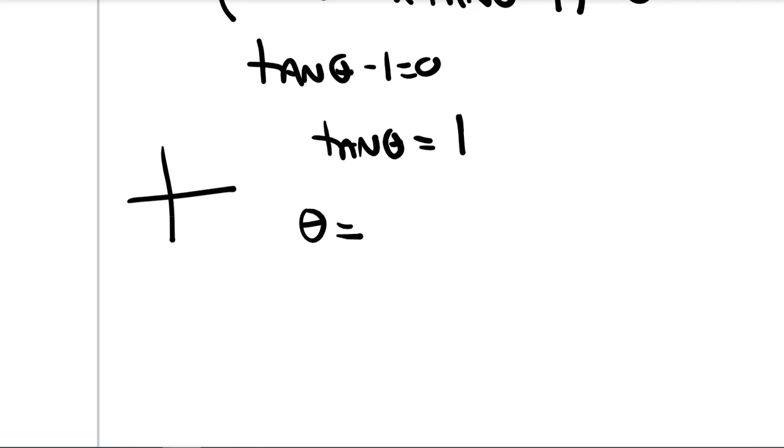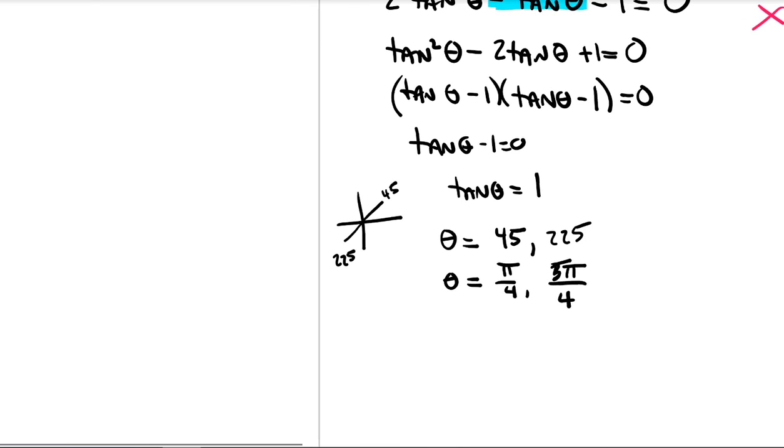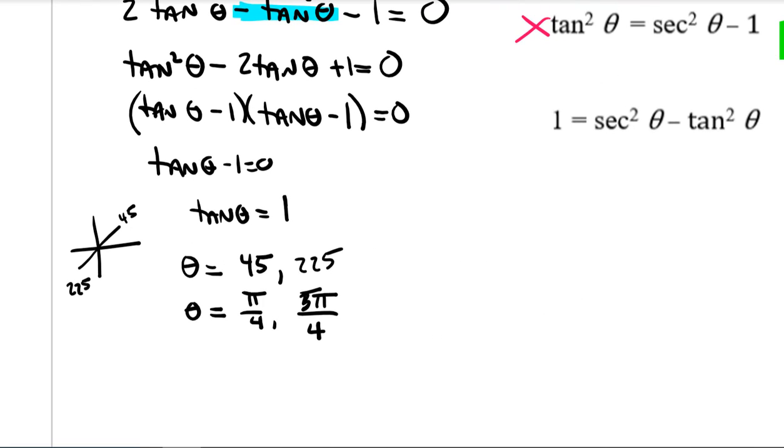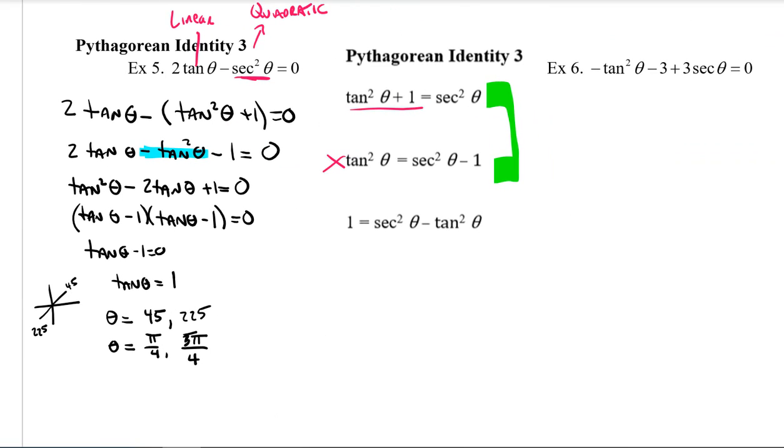So again, on the unit circle, tangent is going to be positive up here. And that's at 45 degrees, or pi over 4. And then the other spot where that would be the case is 180 degrees away, or at 225 degrees, or 5 pi over 4. So those would be the 2 spots where that would be solutions. Those 2 angles would be solutions to our original equation here.